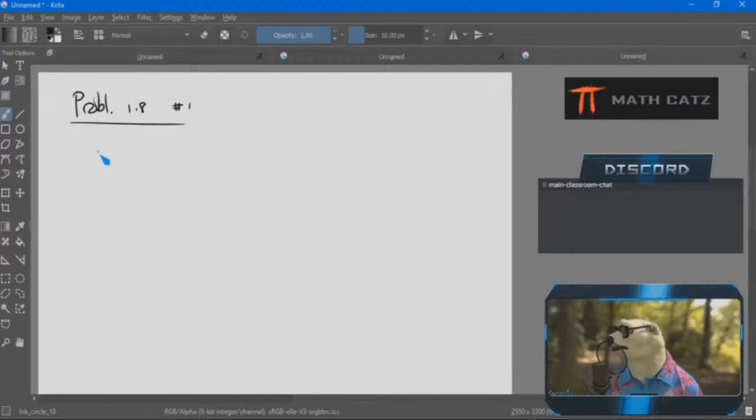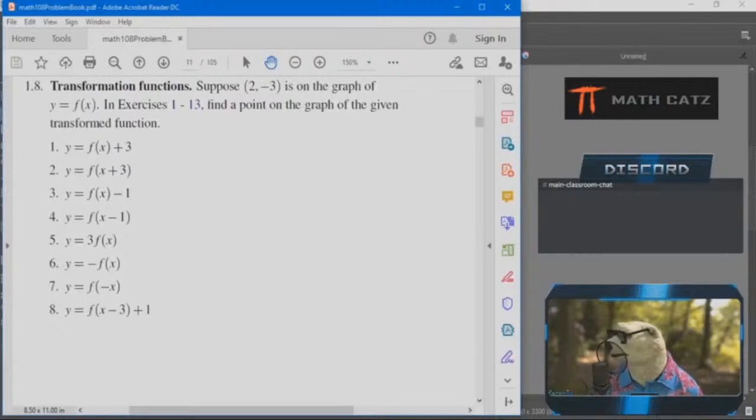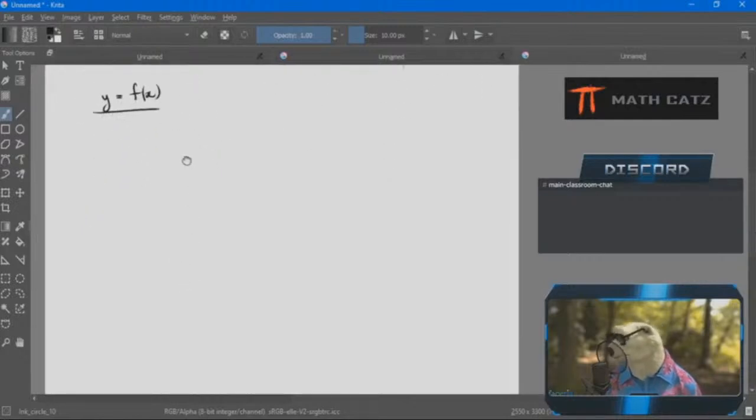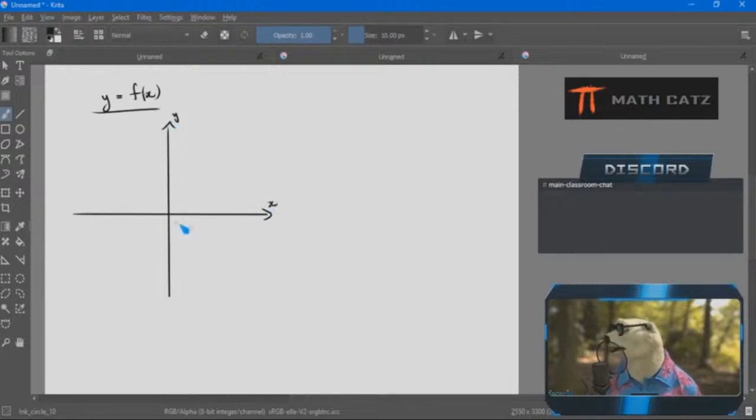So now I have some function. I don't even know what the function is. Given some function, I can't graph it. I don't know what it is. They only tell me that there's a point 2, -3 on the graph. So the point 2, -3. If I want, I could visualize this over here. I don't know exactly the specifics of the function, but I can sort of visualize it. Now the point 2, -3 is going to sit over here somewhere, right? 2 for x, -3 for y.